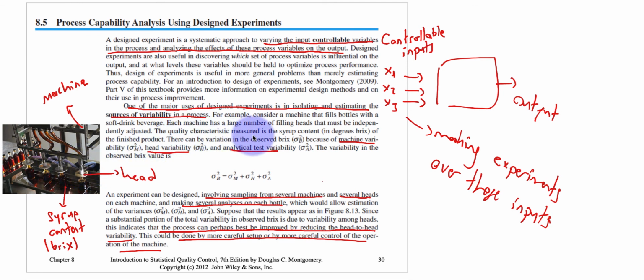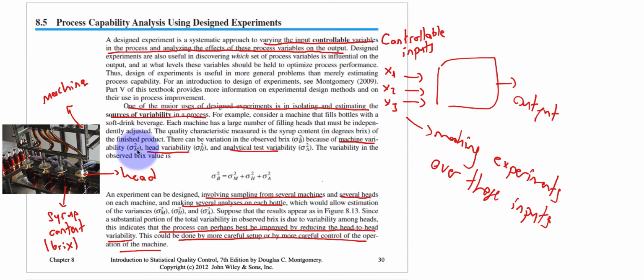The quality characteristic measured is the syrup content. This is the syrup, okay? And the syrup content is measured in degrees of Brix, okay? Brix is the measurement level, the syrup content of the finished product. There can be variation in the observed Brix. This is the variance on the Brix, on the syrup content, okay?